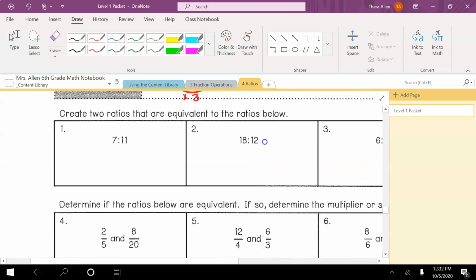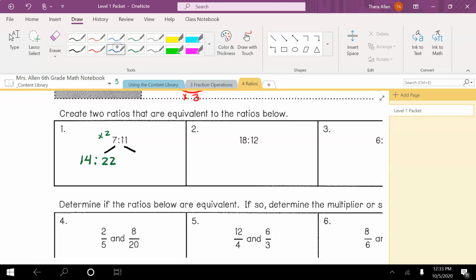Let's go ahead and make a couple. Right here we have the ratio 7 to 11. Remember, whatever you do to one side of the ratio, you have to do to the other side. So I'm going to multiply by 2. So I'm going to say 7 times 2 is 14. 11 times 2 is 22. And there we go. There's one equivalent ratio.